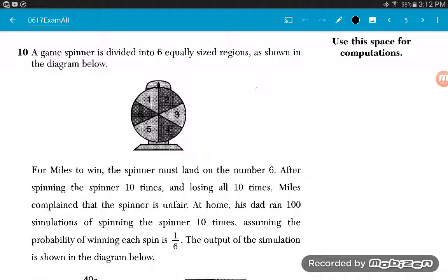A game spinner is divided into 6 equally sized regions as shown in the diagram below. For Miles to win, the spinner must land on the number 6. After spinning the spinner 10 times and losing all 10 times, Miles complained that the spinner is unfair. At home, his dad ran 100 simulations of spinning the spinner 10 times, assuming that the probability of winning each spin is 1/6. By the way, that's a correct assumption. It should be a 1/6 chance of landing on each one because there are 6 options and they're all equally sized.